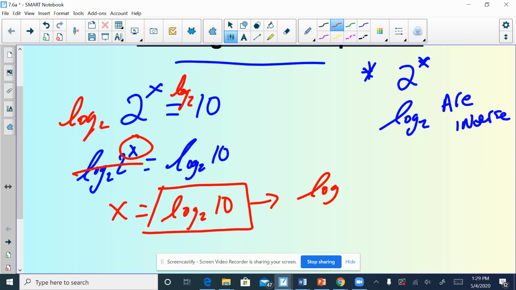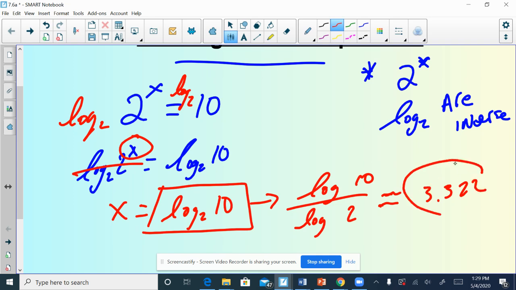Remember, we don't write the number 10 down here. So what it looks like is you take log of the full size number 10 and divide that by log of the base 2. I'm going to go into my calculator and type that in. Log 10, close parentheses, equals, and then I'm going to divide that by log 2, and I get 3.322. We like to use 3 decimal places.